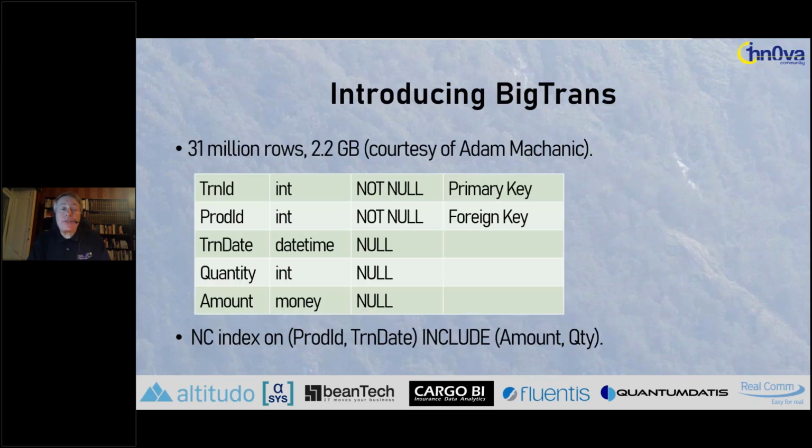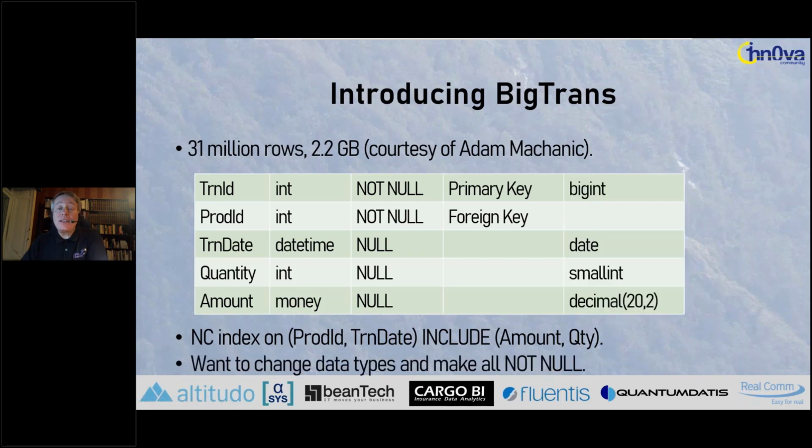Now, this table, BigTrans, I'd like to talk a little bit about it. I got this originally from Adam Machanic. He had a blog post called Big Adventure Works, which I used. It has 31 million rows and is 2.2 gigabytes in size. Quite big to be a demo database, quite small to be a real-world database. It has 5 columns. There's a transaction ID, which is the primary key. There's a product ID, which is a foreign key to another table, and 3 more columns that are all nullable. And there is a non-clustered index on product ID and transaction date, including the other 2, amount and quantity, and implicitly also the transaction ID, because that's the clustered key.